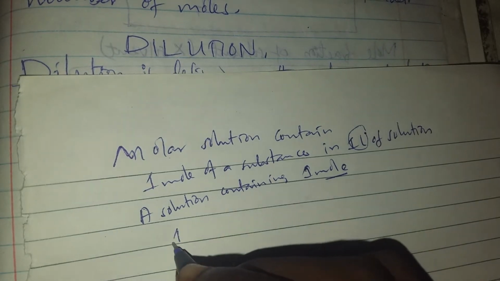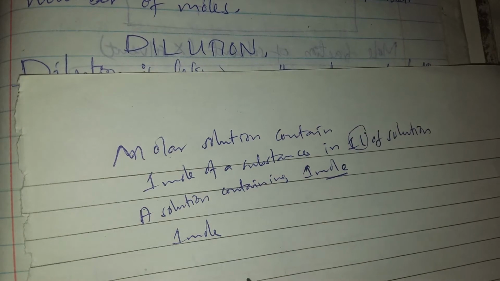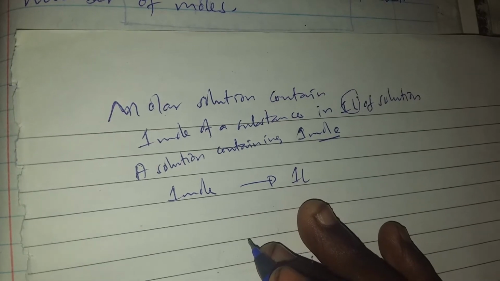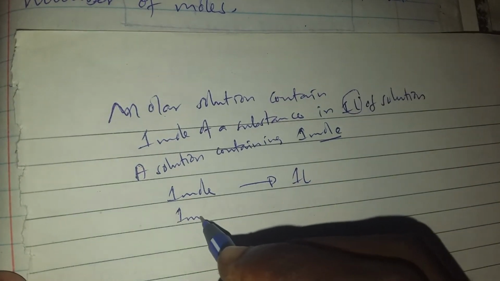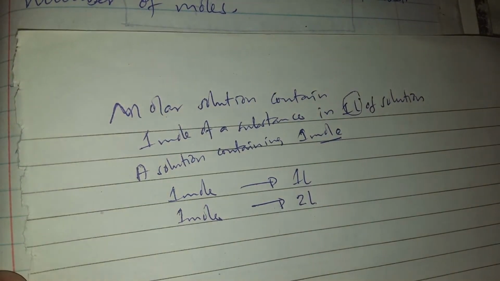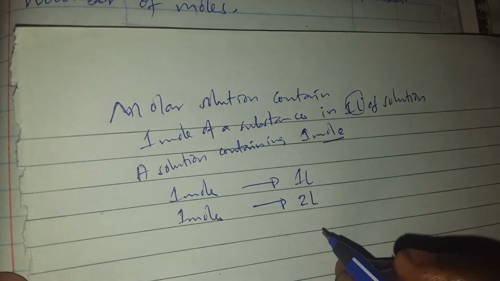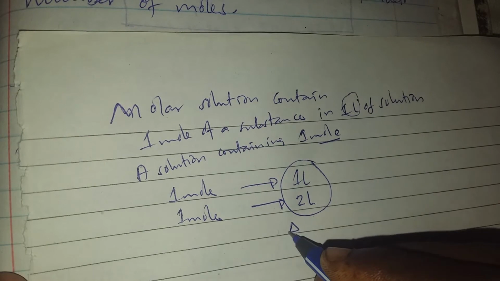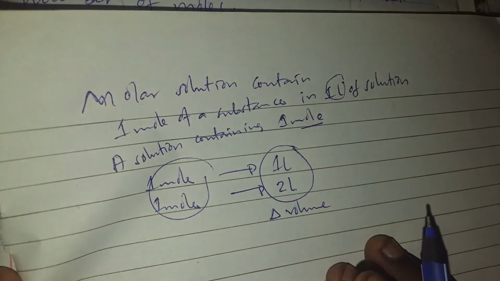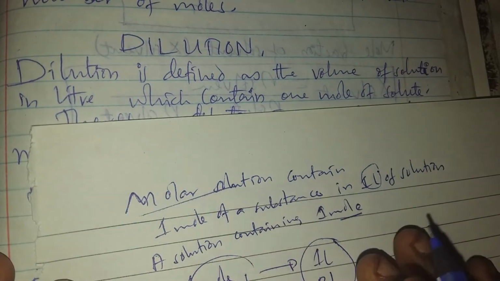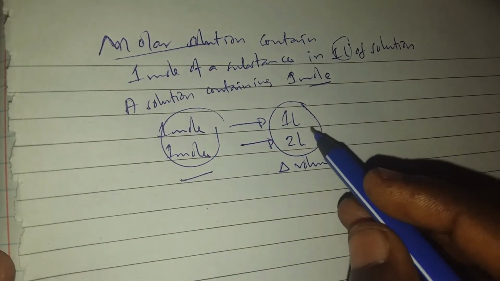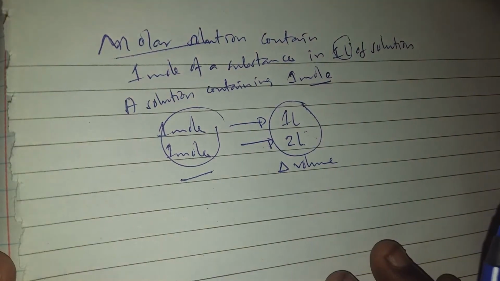So if we have a solution containing 1 mole of a substance, and let's say the volume of the solution is 1 liter, this will be regarded as the molar solution. Now if the amount of substance remains 1 mole and the volume of solution has been increased to 2 liters, that is what we can call dilution. So we are changing volume without changing the amount of substance. While in molar solution, we were dealing more with the number of moles rather than volume, in dilution we are dealing more with the volume rather than the number of moles.